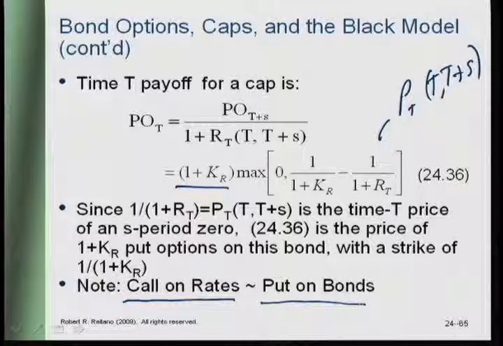Well, the Black formula tells us how to price calls on zero coupon bonds. So with put-call parity, which we'll now look at, we should be able to convert that to a price of a put on a zero coupon bond, and through formula 24.36 we will then have the price of a caplet.